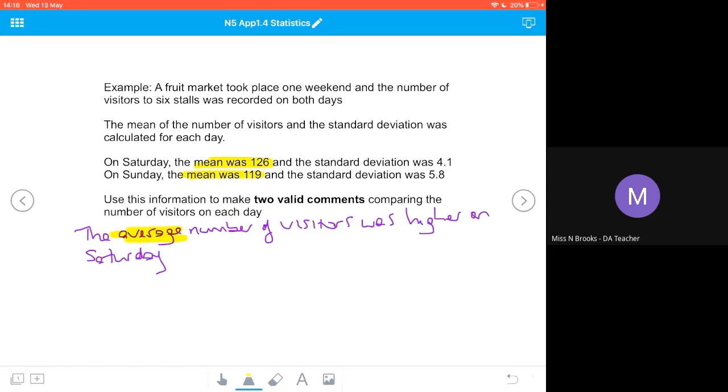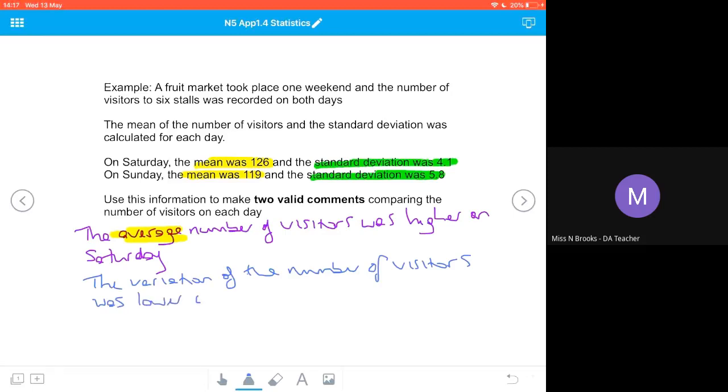Now, for the standard deviation comparison, our standard deviation was 4.1 for Saturday, and our standard deviation was 5.8 for Sunday. And the word that we're going to use to compare standard deviation is the variation. So the variation of the number of visitors was lower on Saturday. And the key word there is using variation rather than using standard deviation.